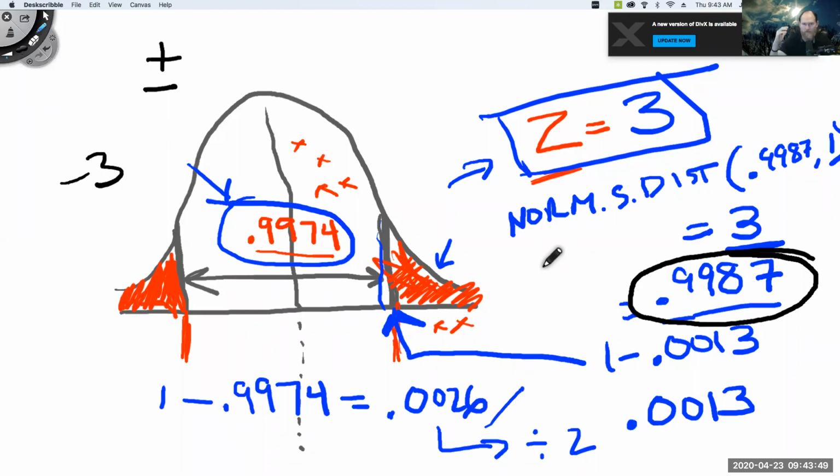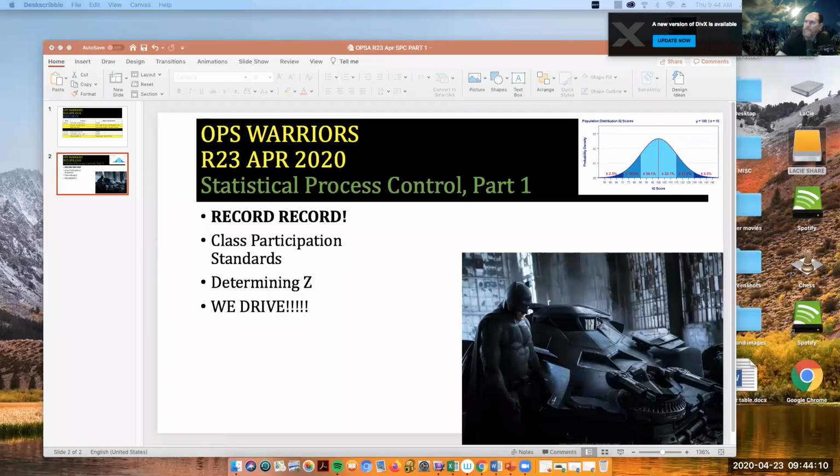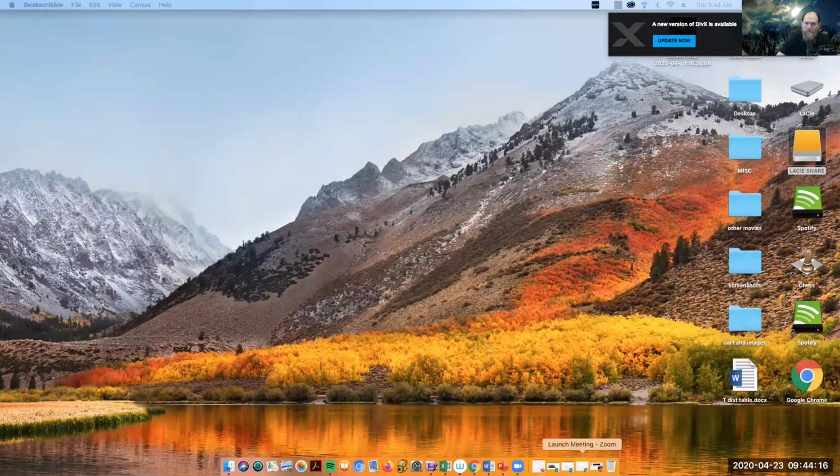Okay, so I don't know how much of a better job I did explaining Z. I think I did a little bit better. Probably not a whole lot better. Any questions on this, determining Z? Okay, so with that, we'll go on into the We Drive for today. And let's see here.